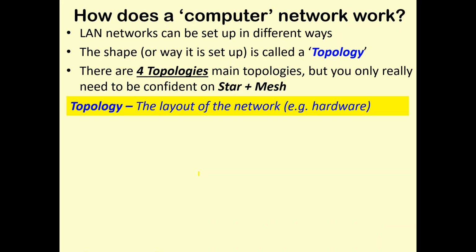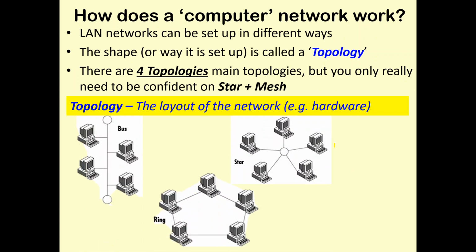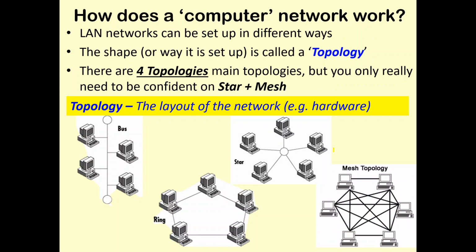Okay, so now we've looked at the main types of network, LANs and WANs. We look at topologies. When you have a network, a topology is the layout of the network, or layout of hardware in the network. There are actually lots of different topologies, but for the exam you only need to be confident on two, the star and the mesh. As we said, there are different ones: bus, ring, star and mesh, but the star and the mesh are the main ones that you need to know. The topology: the layout of the network or layout of hardware in the network.